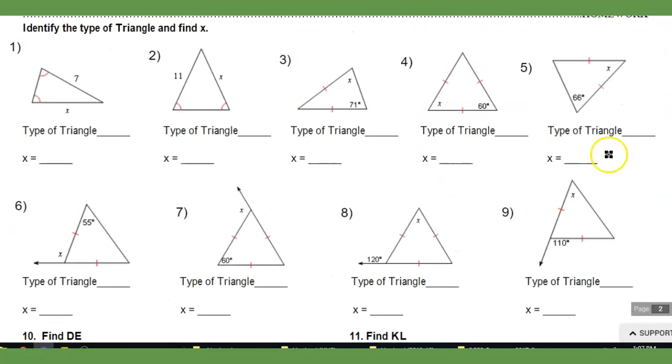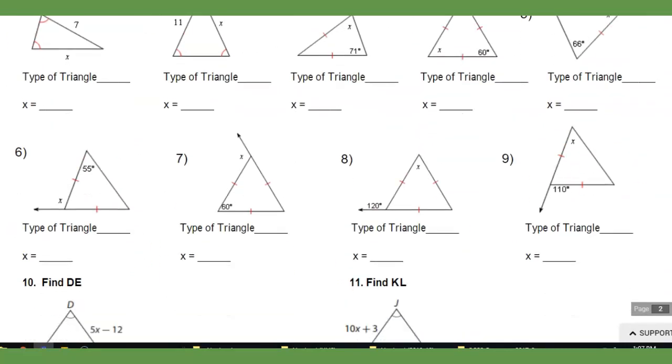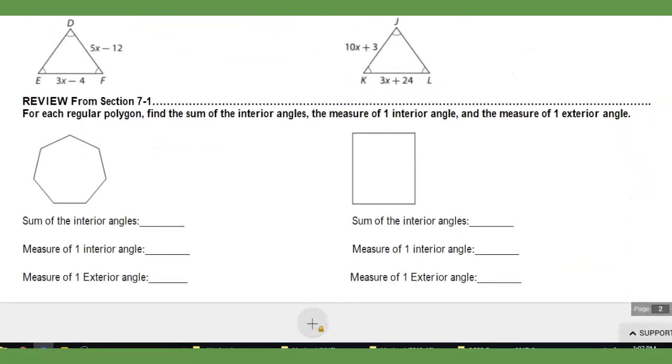And do what we just did. Okay, a little bit more. Do a little bit of review from earlier this week. Sum of interiors will depend on how many sides. Sum of exterior is always 360. Okay, and these are all regular. So of course that means all the sides and all the angles are congruent.